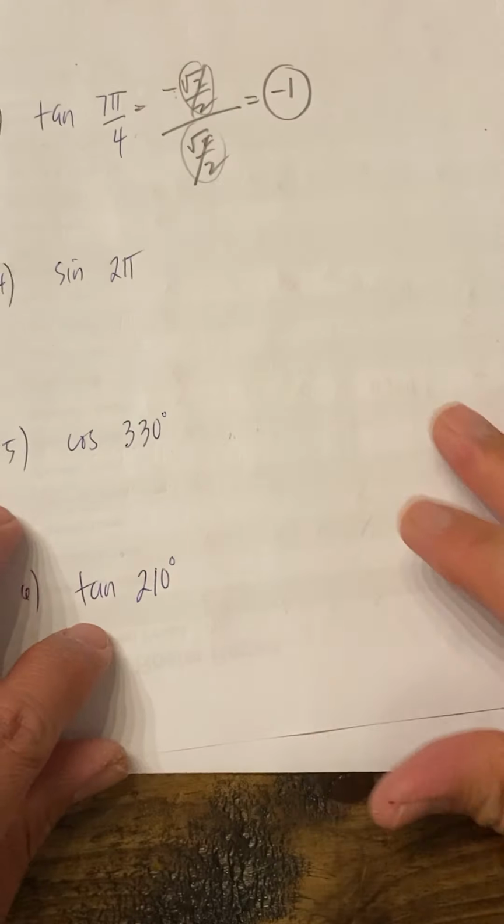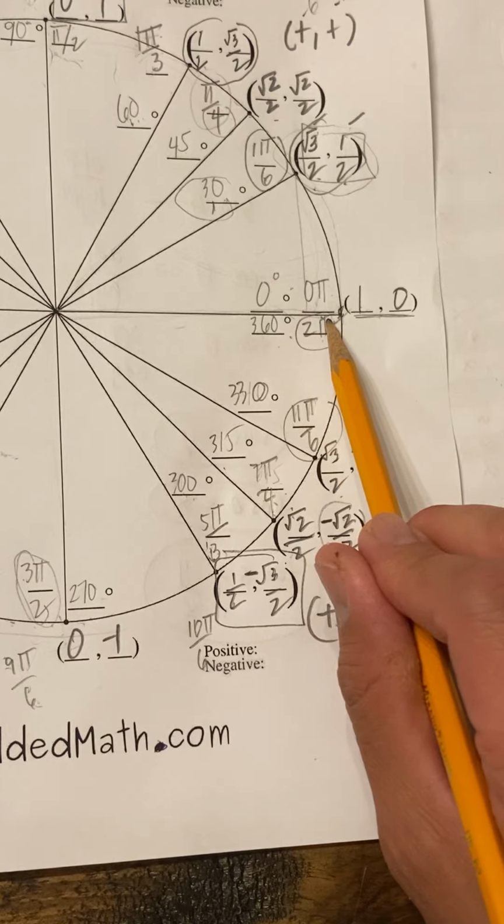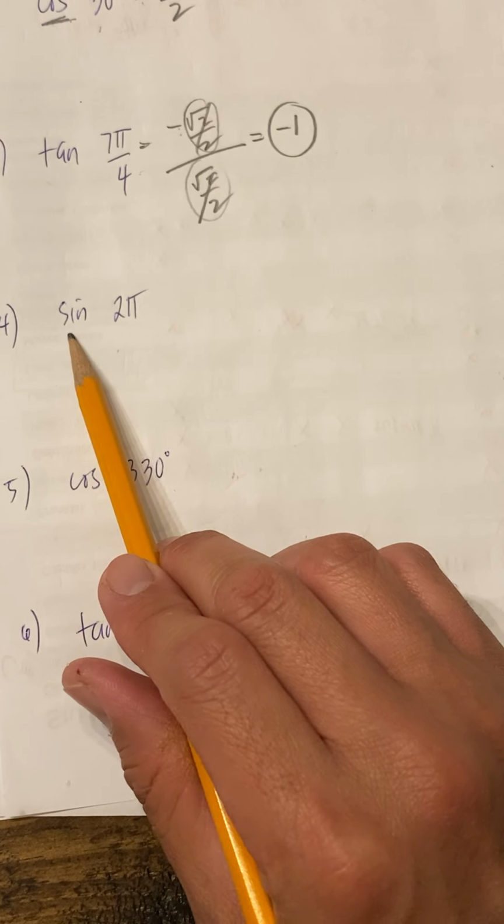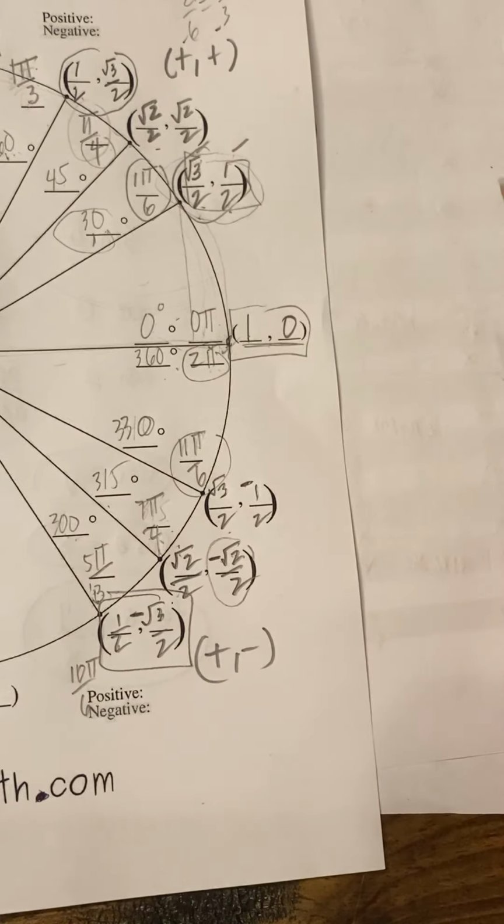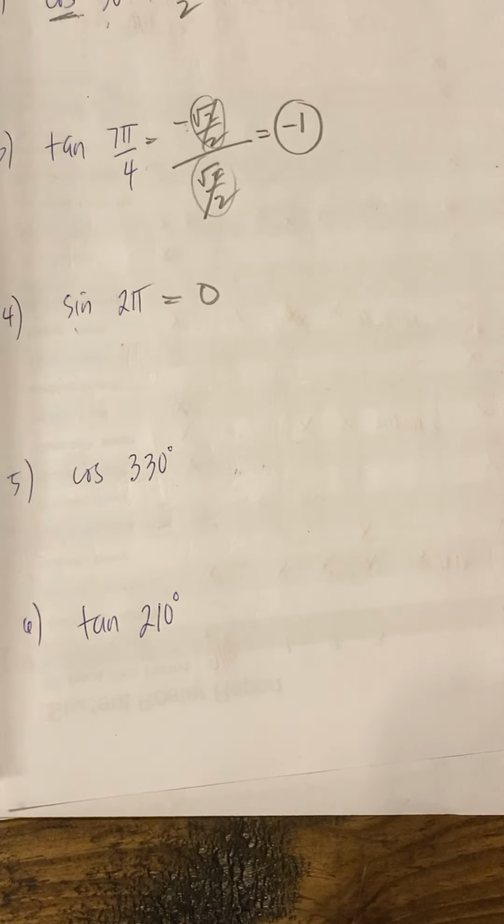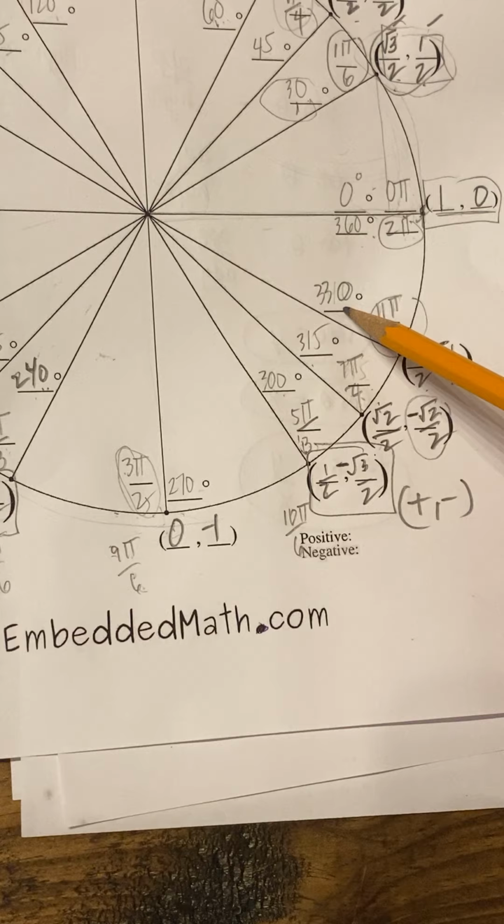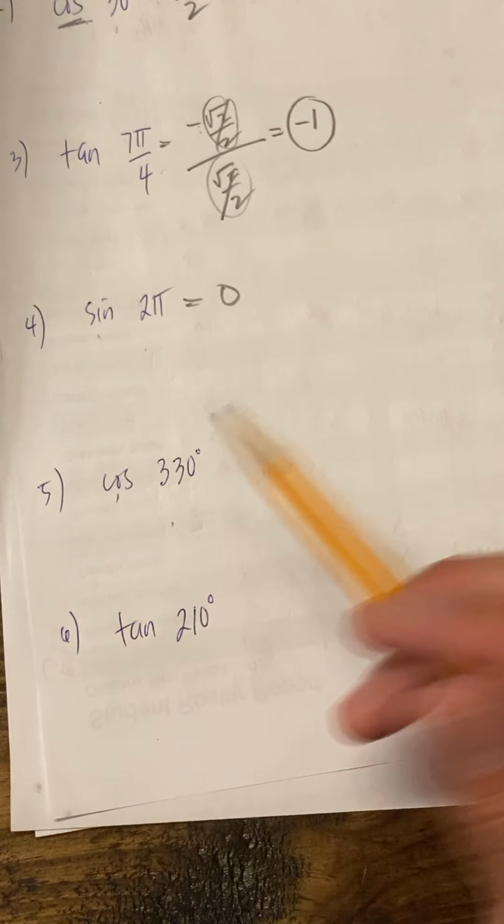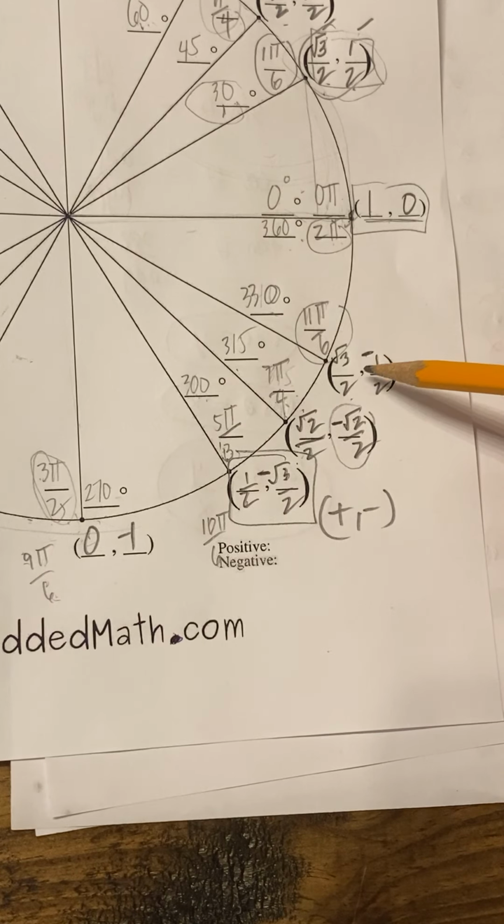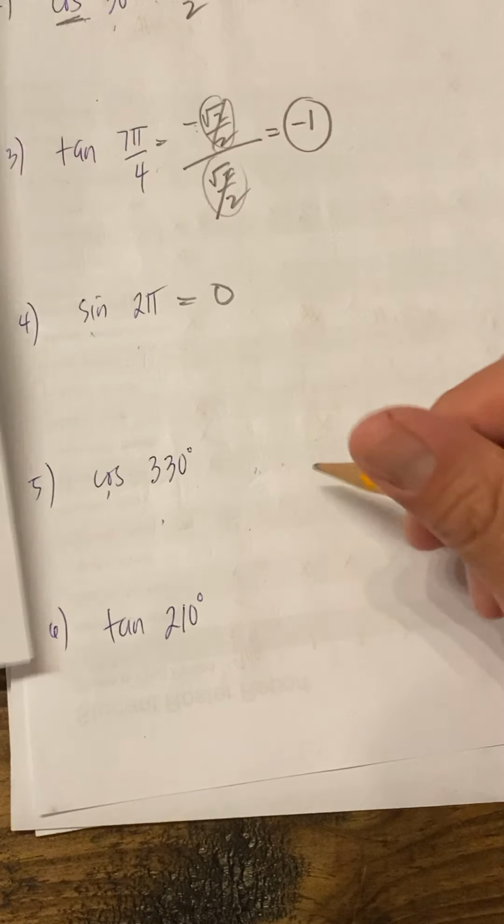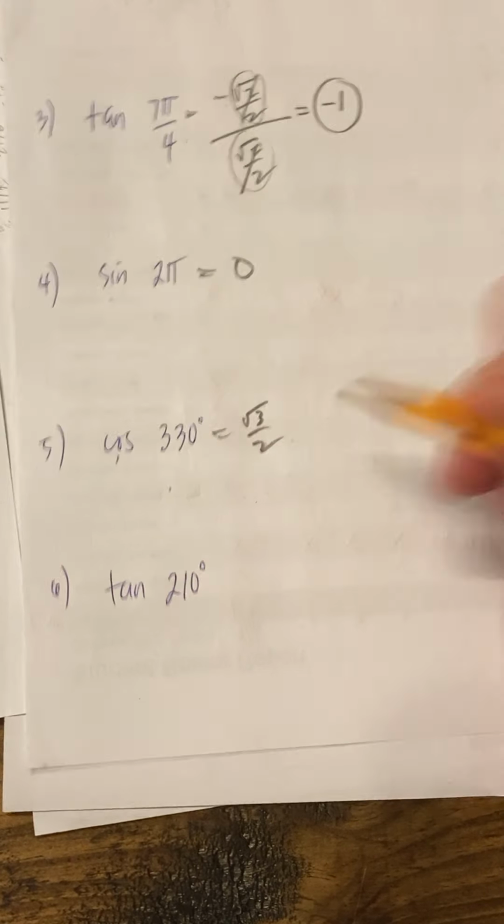Right? Very simple. Sine 2 pi. 2 pi is right here. Sine means y. What's the y value here? The y here is 0. 330 degrees. 330 degrees is right here. The question is cosine. What's the x value here? It's square root of 3 over 2. So square root of 3 over 2.